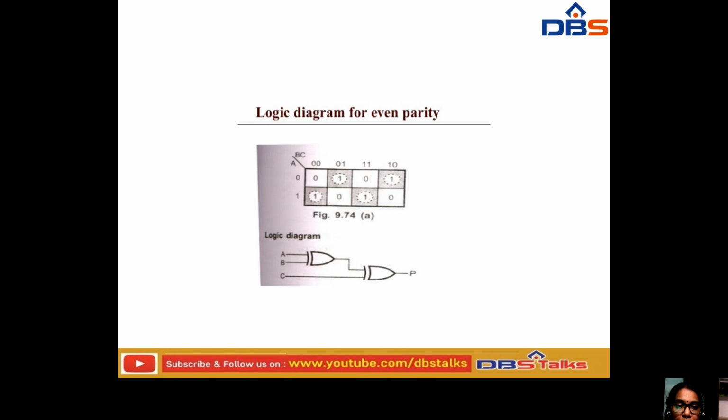And 1 0 0, where the A value is 1 and the BC value is 0 0, that is 1 0 0, we are having one even parity, so it is represented with 1 here. At A value 1 and BC value 0 1, that is 1 0 1, we are not having any even parity bit value, so it is represented with 0. And next one here, 1 1 1, we are having one even parity bit 1, so we have represented it with 1. Here we are not having any even parity bit, so it is represented with 0.